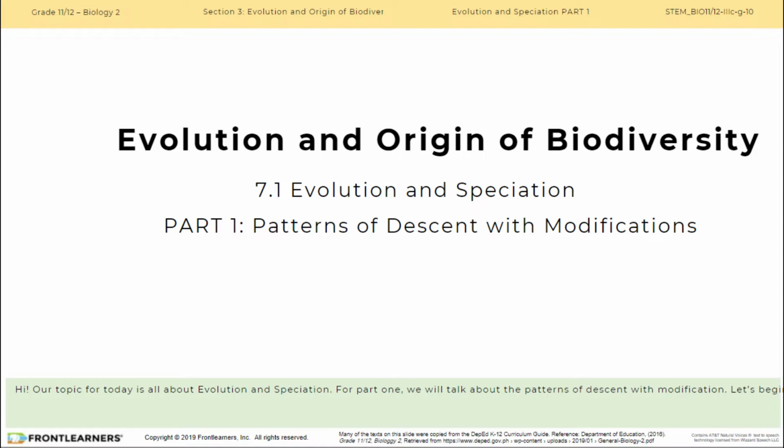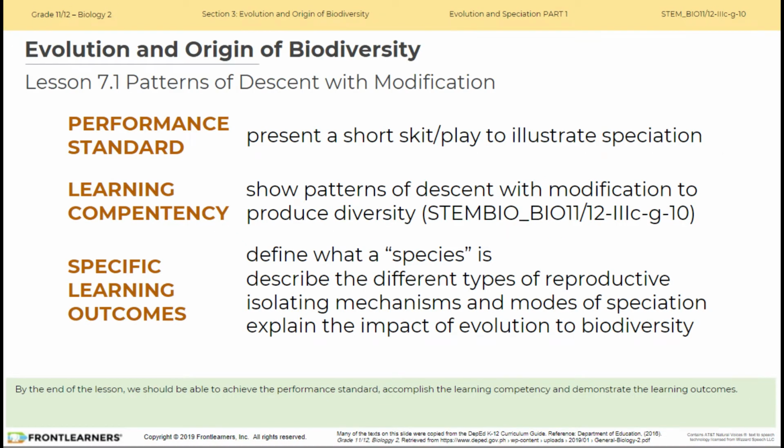Good day, everyone. The topic for today's lesson is Evolution and Origin of Biodiversity, 7.1 Evolution and Speciation Part 1: Patterns of Descent with Modification. So this lesson will show patterns of descent with modification to produce diversity.